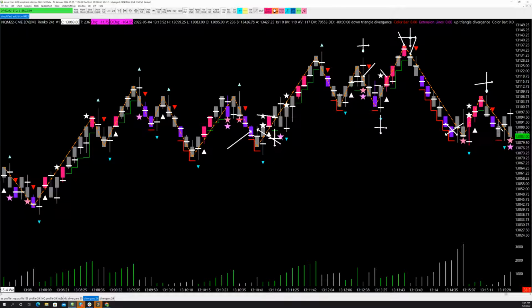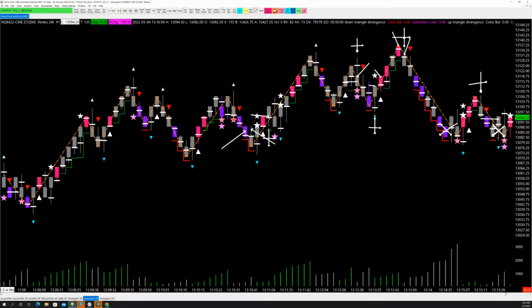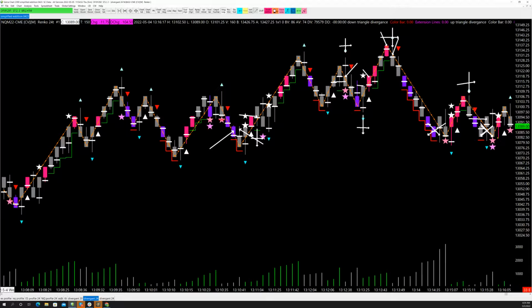Stop right here. Purple bar, triangle down, price gets above, immediate stop. So 5 wins, 2 stops. That's nothing for me.